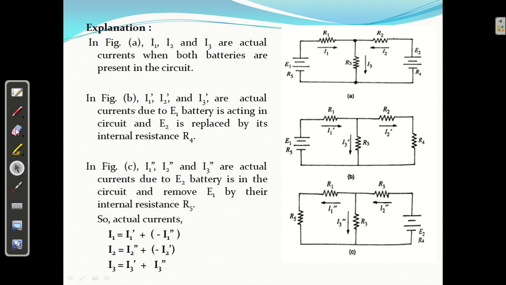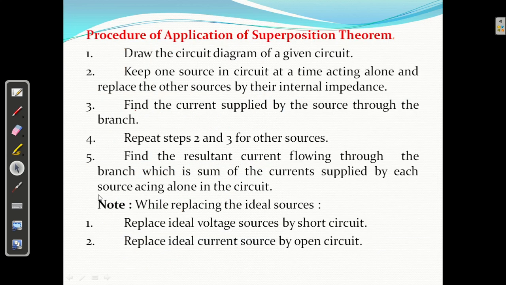Okay, now I am going to talk about the steps, the procedure of application of the superposition theorem. First, draw the circuit diagram of the given network. Okay, I'm going to draw the circuit diagram, for example this diagram I have given.